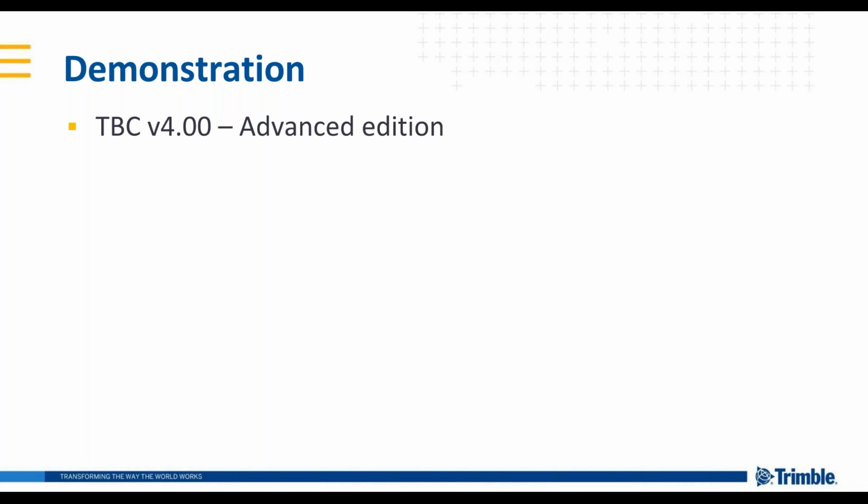So we'll move into the demonstration now. I will be using TBC version 4.0, which is our latest release, and I'll be using the advanced edition. As I said earlier, local site settings is licensed to base versions, and site calibration to intermediate versions. I don't think I'll be using anything here that'll be exclusive to the advanced edition, but we'll try and let you know if we do.